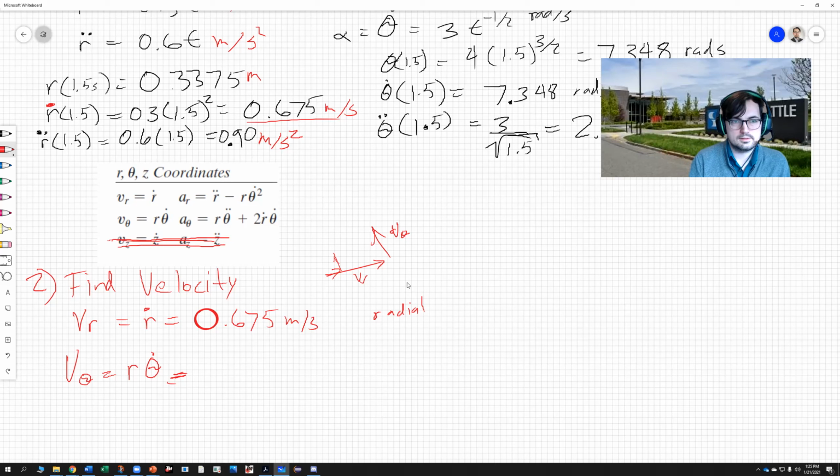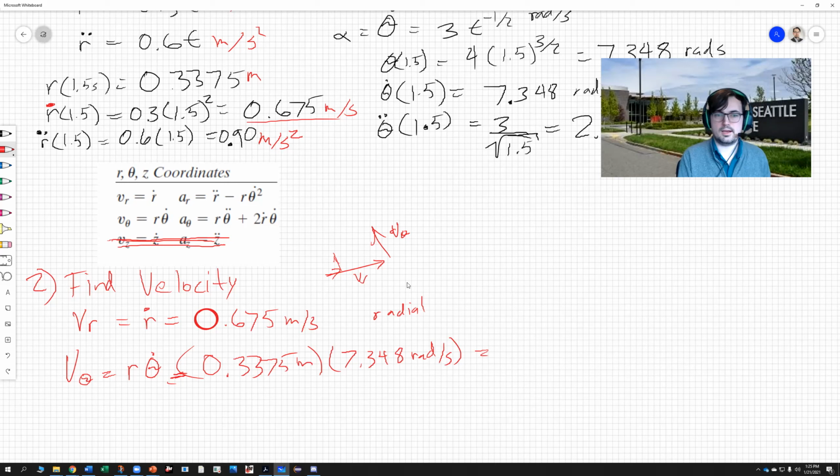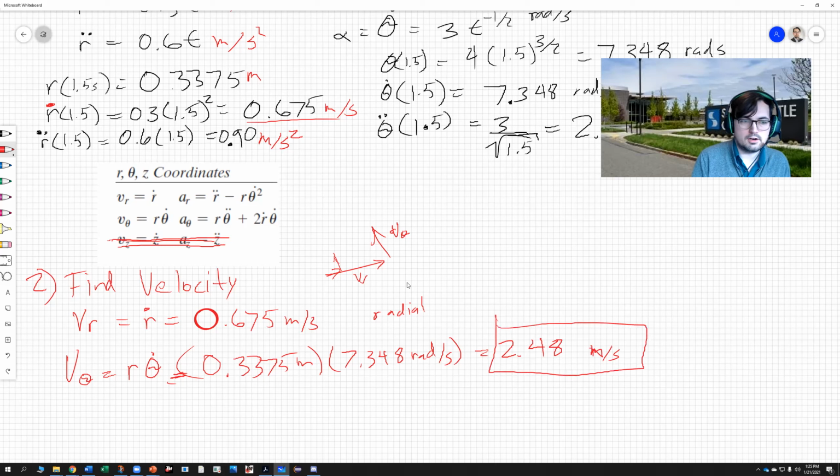r is going to be 0.3375, and that's meters, times theta dot. Theta dot in this case is 7.348 rads per second. So when I do that multiplication, remember that rads is unitless, right? So if we do that, 0.3375 times 7.348, we'll get our answer of 2.48 meters per second. And there's our velocity.